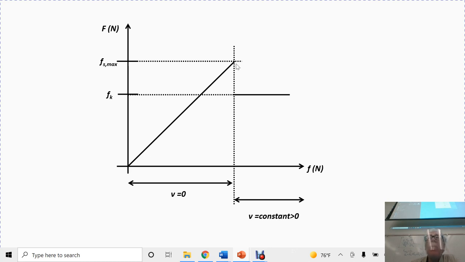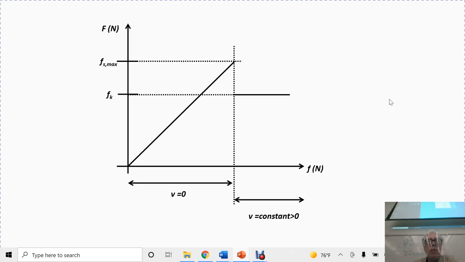Okay, do you see that here? It's usually less. If I drop my applied force to the value of the force of kinetic friction, then the object starts moving with constant velocity. If I keep on applying this force of maximum value for the static friction, then the object is going to accelerate because the force of kinetic friction is less than the applied force, okay? That's what you have to memorize.